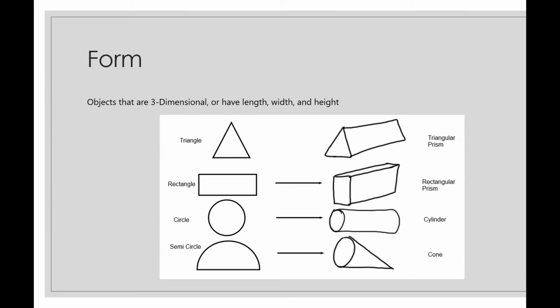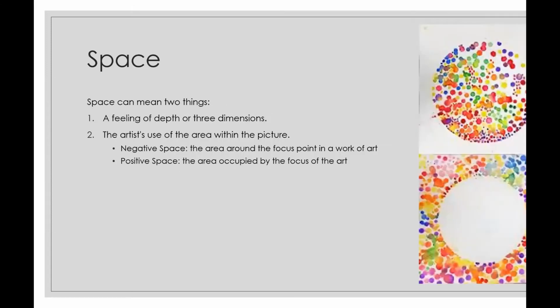That's just a little bit of an explanation for form. And space. This one's going to be a little bit harder to understand, so I'm going to go over it with you on this example.